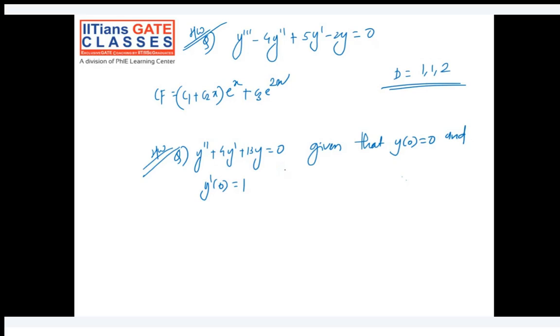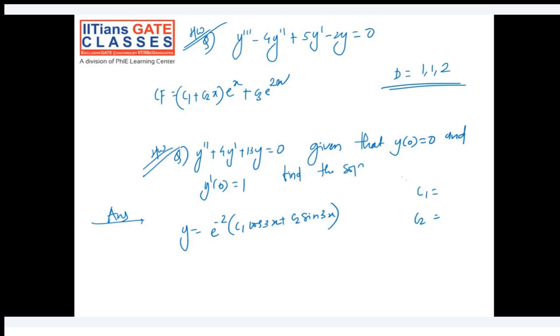So here the answer is y is equal to e to the power minus 2x times c1 cos of 3x plus c2 sine of 3x, you will get. But c1 and c2 you have to find by using the given conditions y of 0 equal to 0 and y dash of 0 equal to 1. C1 you should get 0, c2 you should get 1 by 3.